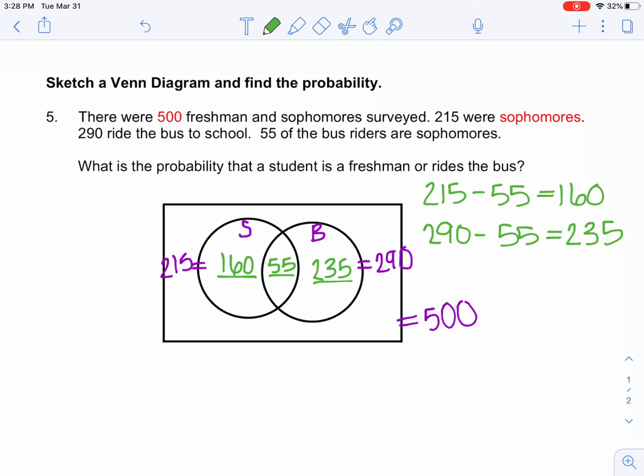Okay, then next let's figure out what number is going to go outside of these circles. So that means we're trying to figure out how many freshmen do we have that did not ride the bus. So we would take our total of 500 and subtract our 3 numbers in green inside of our Venn diagram circles. So 500 minus 160 minus 55 minus 235, and that gives us 50 freshmen who do not ride the bus.